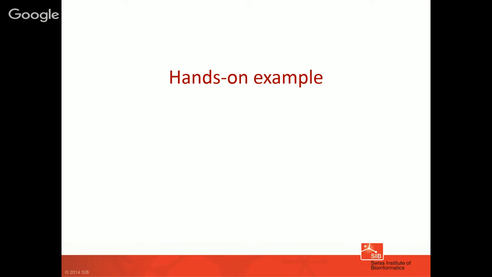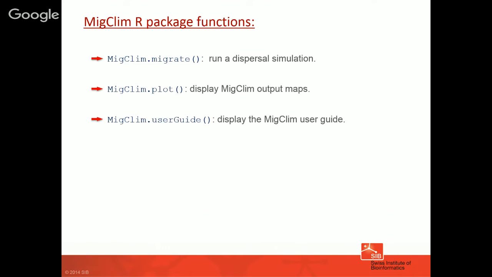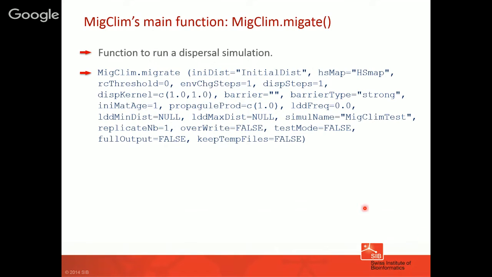Okay, so now we move on to the hands-on example. Before running the simulations in R, we just have a look at the function, how it looks. I'll try to do this quickly because we are running out of time. In the MIGCLIM package, you have three main functions: the migrate function, the plot function, and the user guide function. MIGCLIM.migrate is really the main function that you want to run your simulations. The plot function is just to plot your output, and the user guide just displays the user guide. So here's how the main function looks.